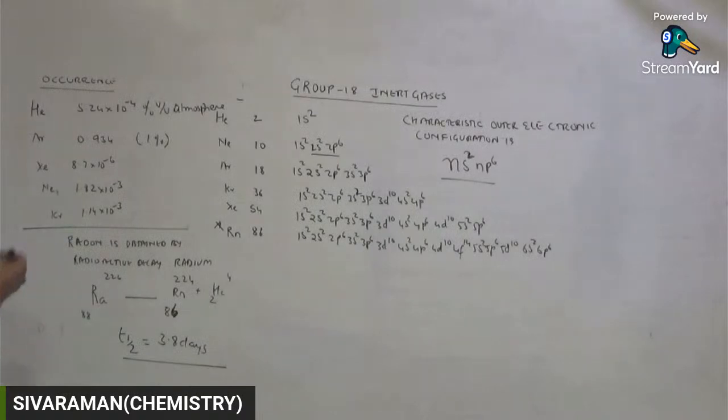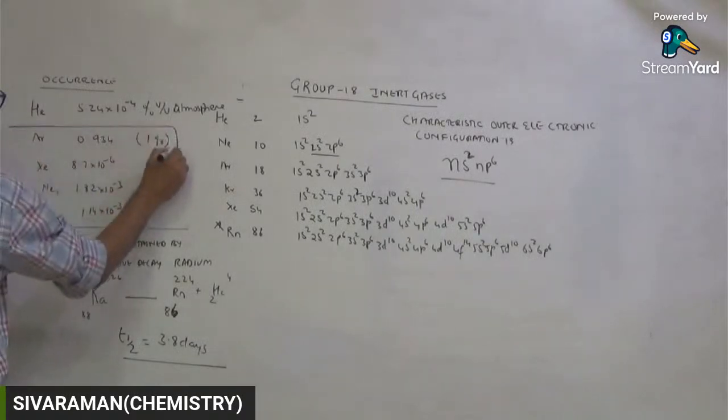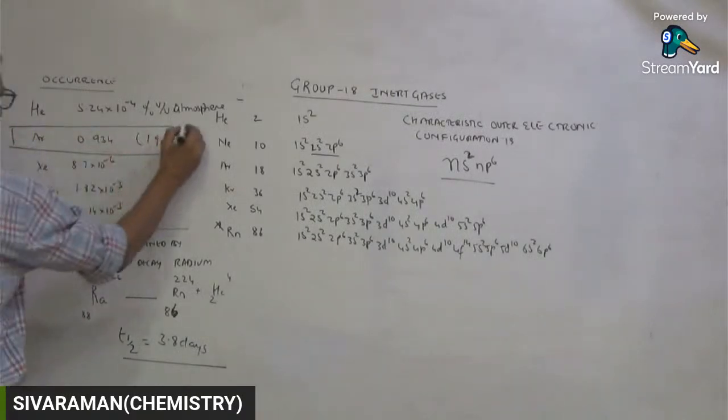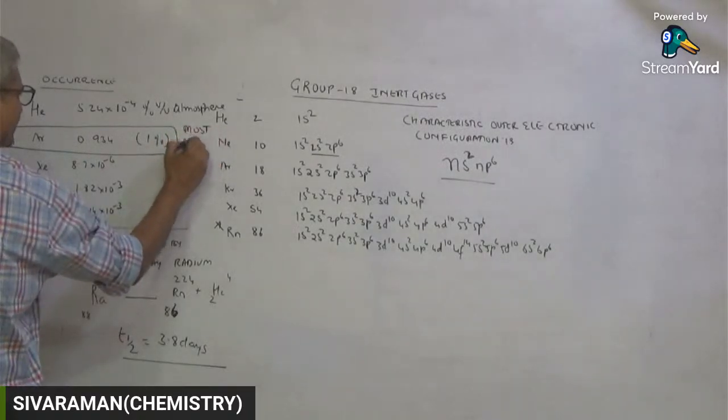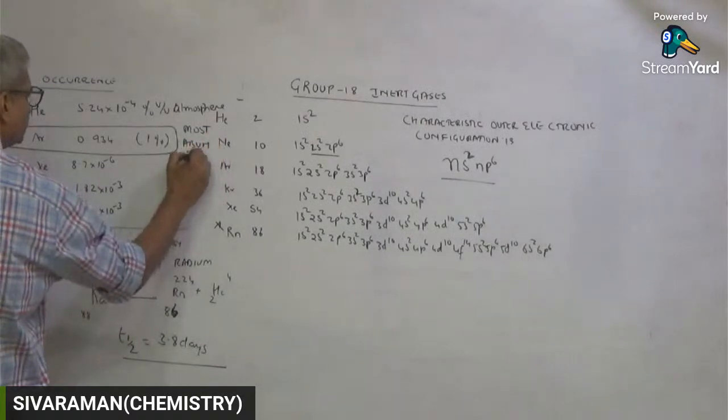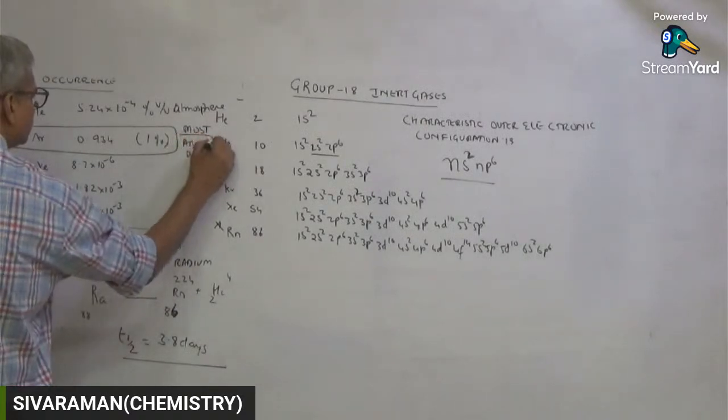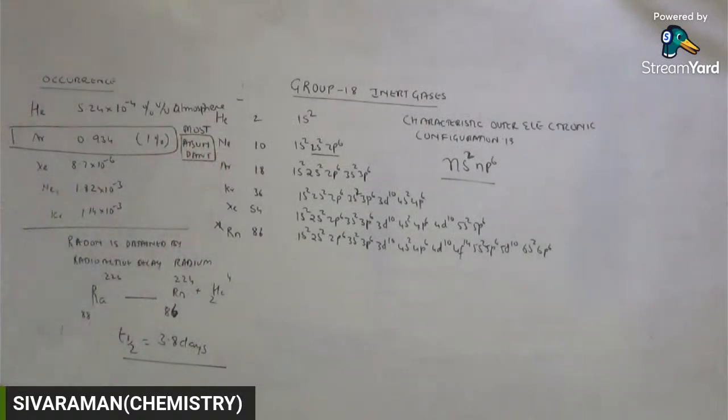Which is the most abundant inert gas that we have? The most abundant will be argon, about 1%.